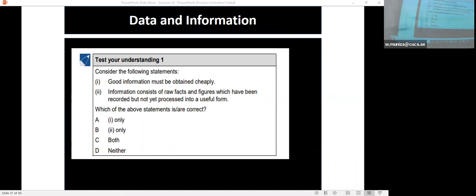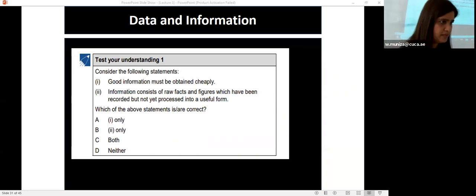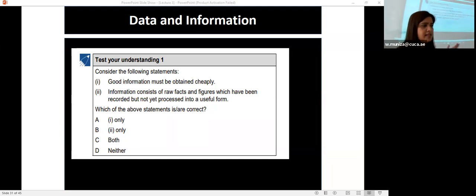Now here is understanding number one. Students, I have completed that topic quickly because we had already discussed that in detail, okay? Which of the above statements are correct? Consider the following statements. Good information must be obtained cheaply. Is it true? No, dear. It must be cost effective. Cost effectiveness does not mean that it should be obtained in a cheap manner. Getting my point? It can be expensive also, but the cost of collecting that information should always be lesser than the benefit which it is giving to the organization. So good information is not always a cheaper information.